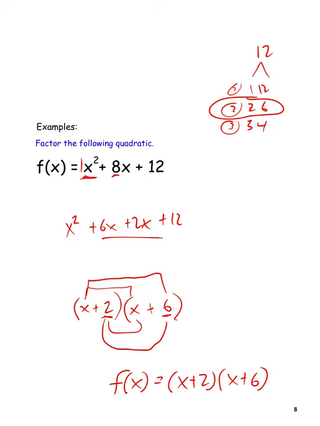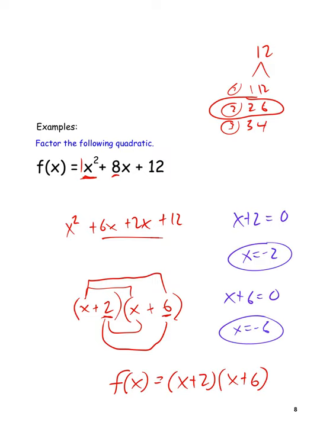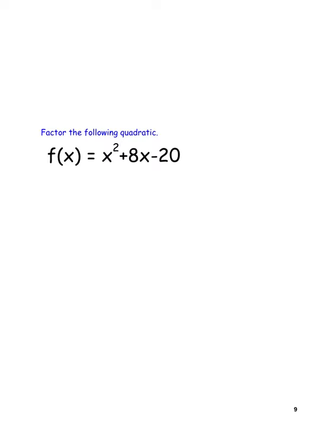which means if we were to go one step further, we could solve this quadratic by saying that means x plus 2 equals 0 or x plus 6 equals 0. So x is either going to be -2 or x will be -6. And we'll talk about that more.